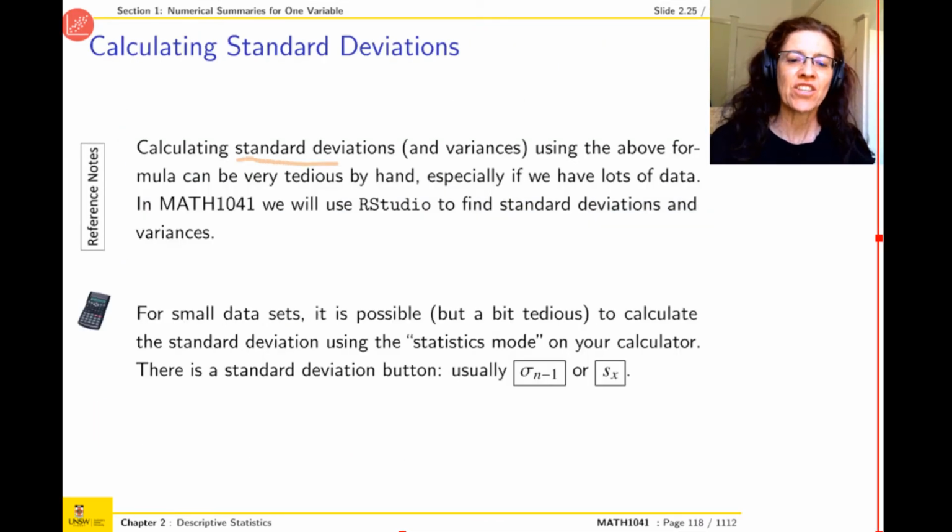Calculating standard deviation and variance by hand using the formula can be really tedious, especially if you have a lot of data. So fortunately, we never do this. In MATH1041, we use RStudio. It's possible to do it with a handheld calculator, but it's really complicated. It takes time, and then people always make mistakes when they input the data. But it's possible using the statistics mode. I would not recommend it.